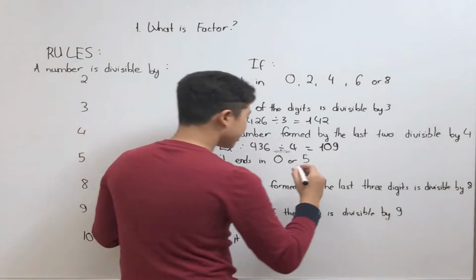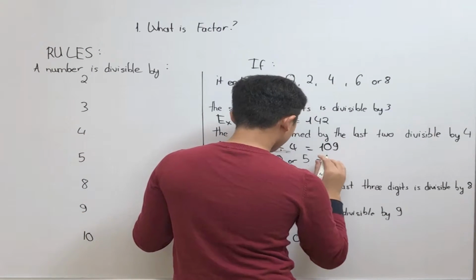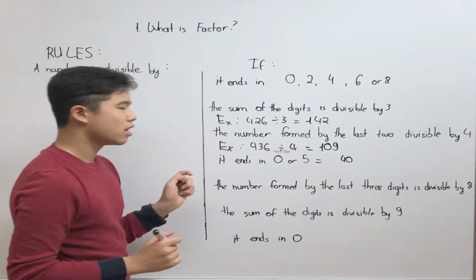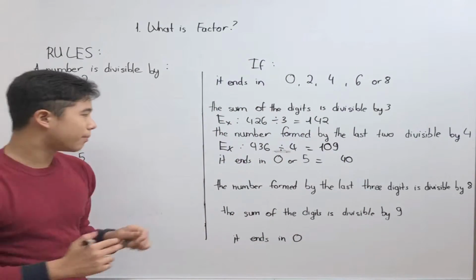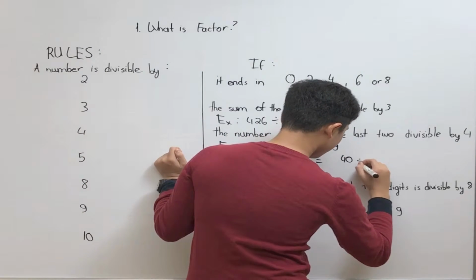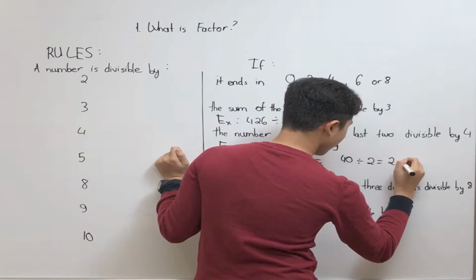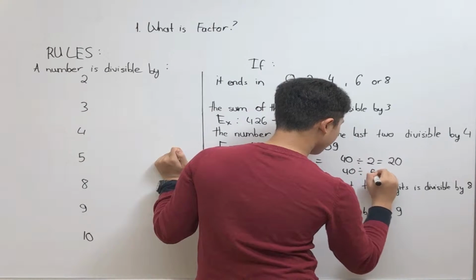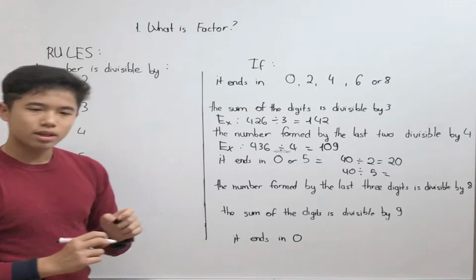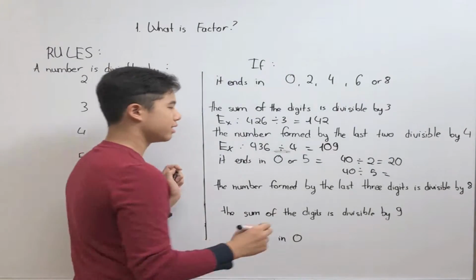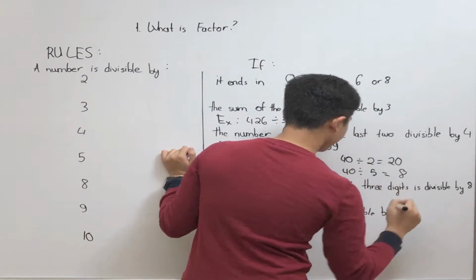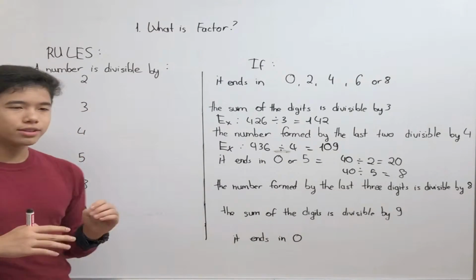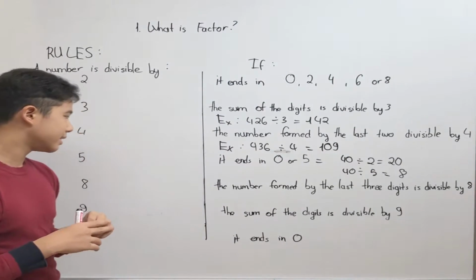Let's see an example. Let's say we have the number 40. 40 divided by 2 equals 20. And 40 divided by 5, let's calculate it, equals 8. Yeah, do you understand? Let's move on to number 8.